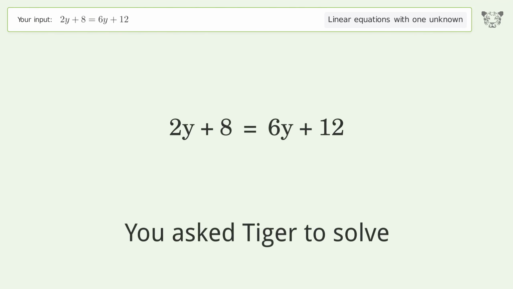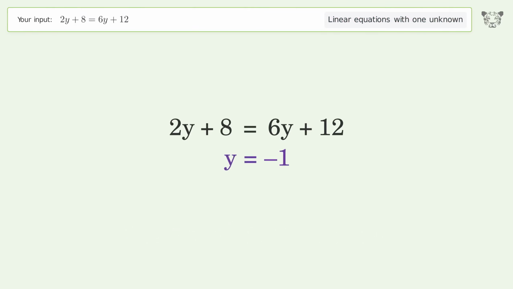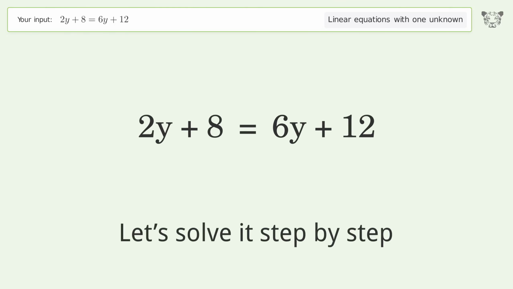You ask Tiger to solve. This deals with linear equations with one unknown. The final result is y equals -1. Let's solve it step by step.